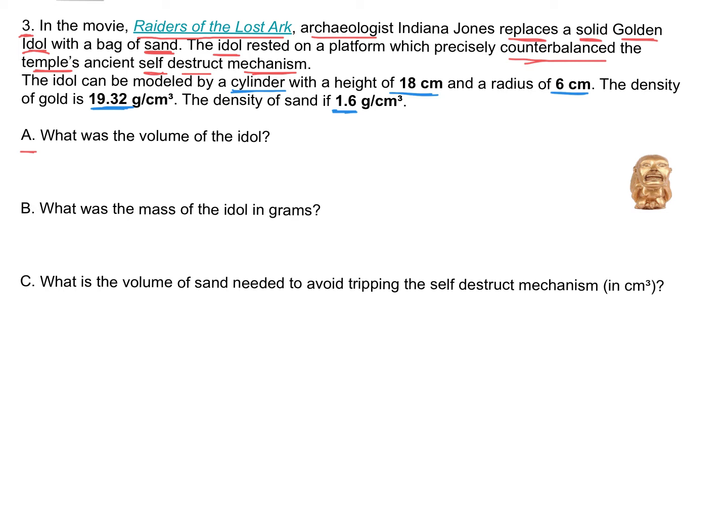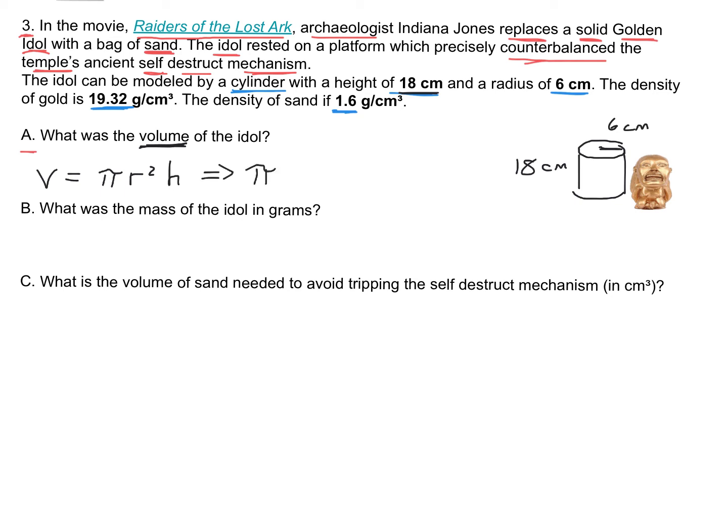So they told me in the problem that I could imagine the idol is shaped like a cylinder. And it's a cylinder with a height of 18 centimeters and a radius, so from the center to the edge, is 6 centimeters. So in order to calculate the volume, I'm going to need to know the formula for the volume of a cylinder. If you recall from our previous section, that is pi r squared times height.